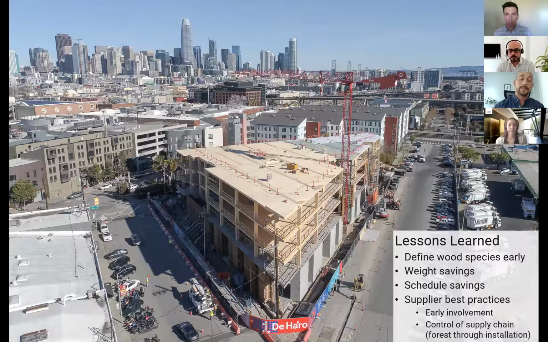Additionally, it was super beneficial to this project that Nordic Structures controlled their entire supply chain. Nordic owns millions of acres of forest in Quebec. They manufacture these products themselves, and they ship it all to the site, and they also manage all the installation. So having that turnkey approach was really helpful for this project.